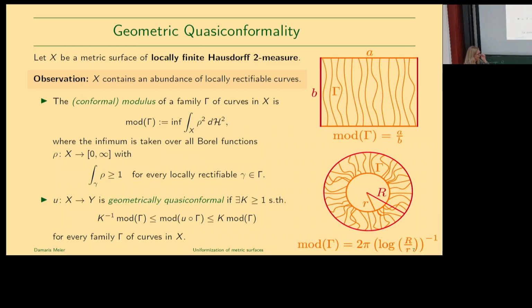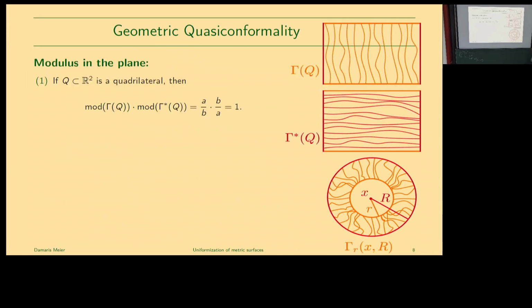And the other example that we will make use of is this example here, where we consider the curve family connecting a ball of radius small r to the outside of a ball of radius big R. Okay. And there the modulus is 2 pi times the logarithm of big R divided by small r to the power of -1. So these are the two examples that we will need.